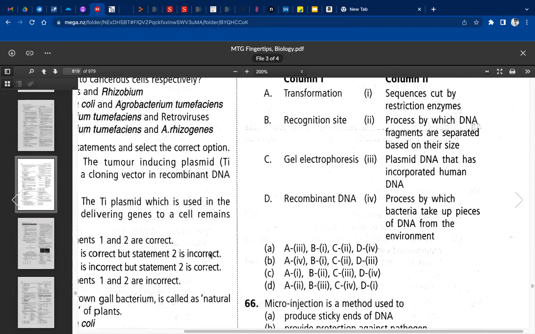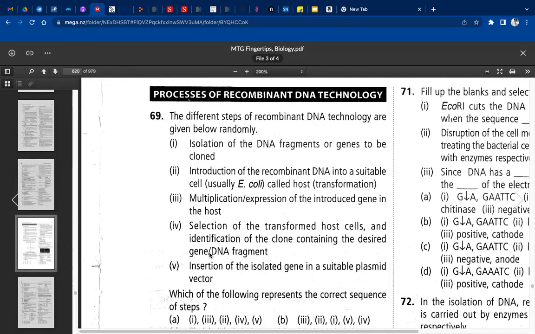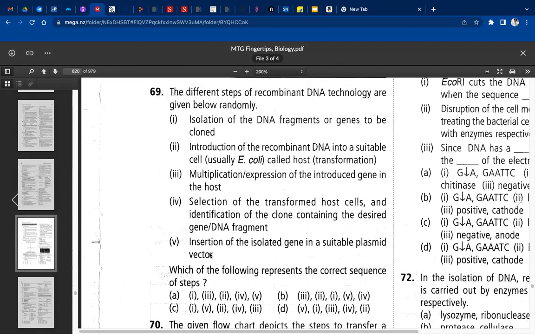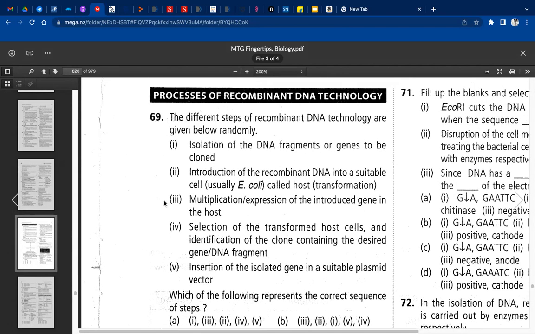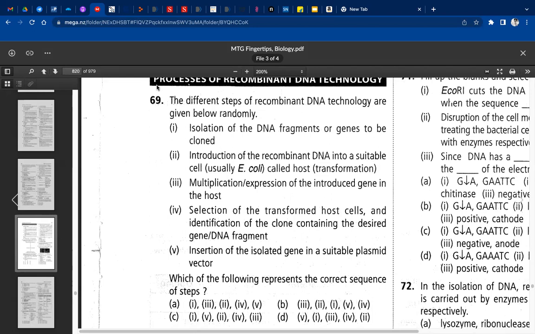So there's one more question, this is about the biolistics process. You have to put the steps in correct sequence. Let's just go through it. Question number 69, it is again what we discussed today. So Donna, would you like to read question 69? Yes, sir. Question 69.